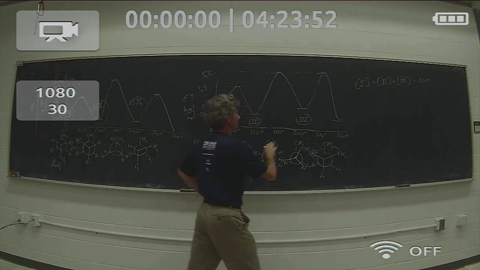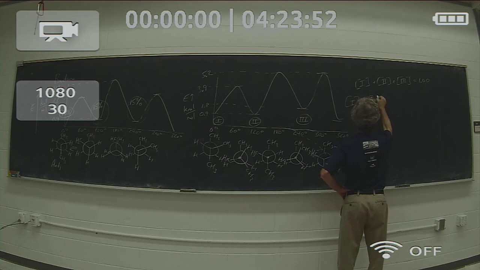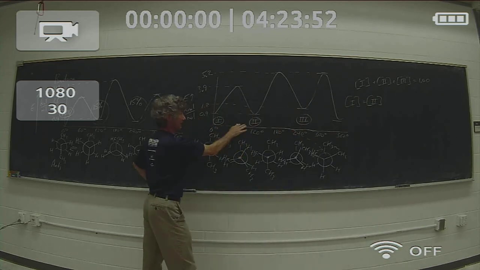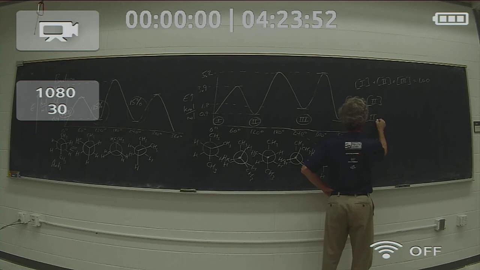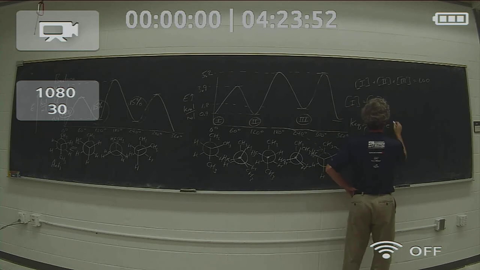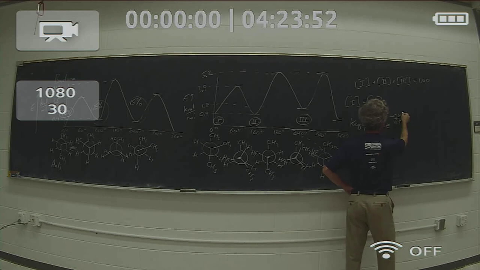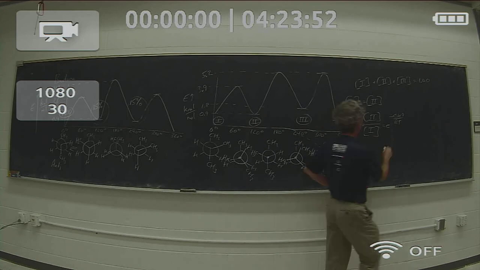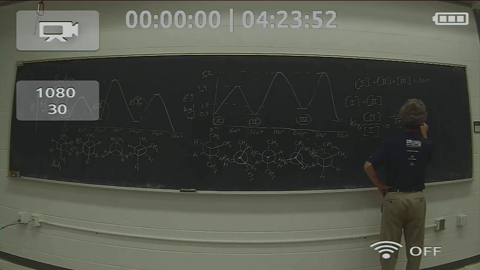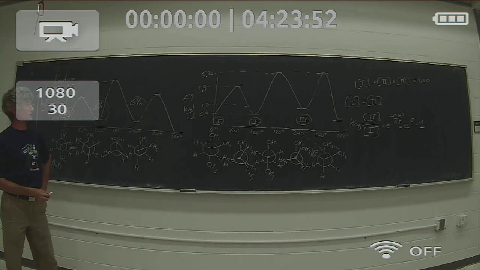We can say that the concentration of 1 is equal to the concentration of 2 because the equilibrium constant for that reaction, the concentration of 2 divided by the concentration of 1, is equal to e to the minus delta H over RT, but delta H is 0. And if delta H is 0, e to the 0 is 1. And the concentrations are equal of the two equal energy materials.